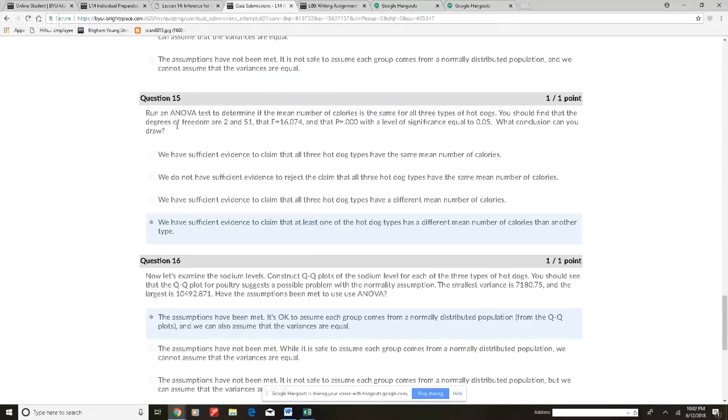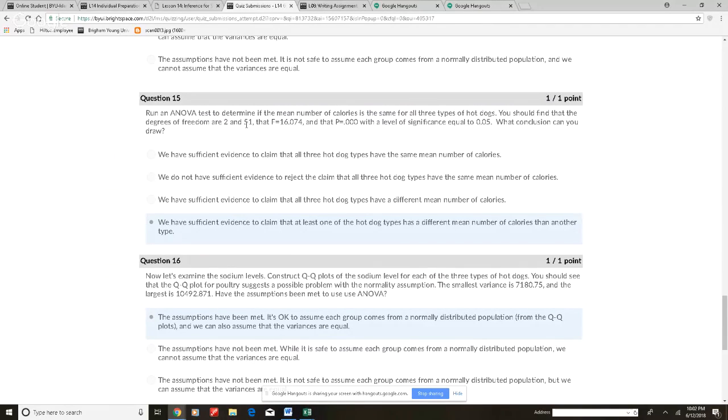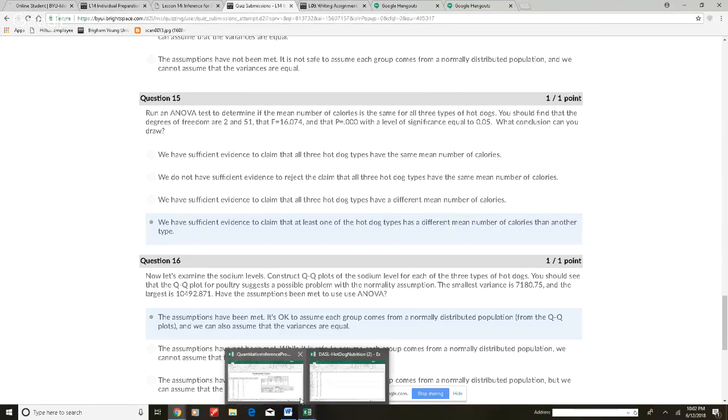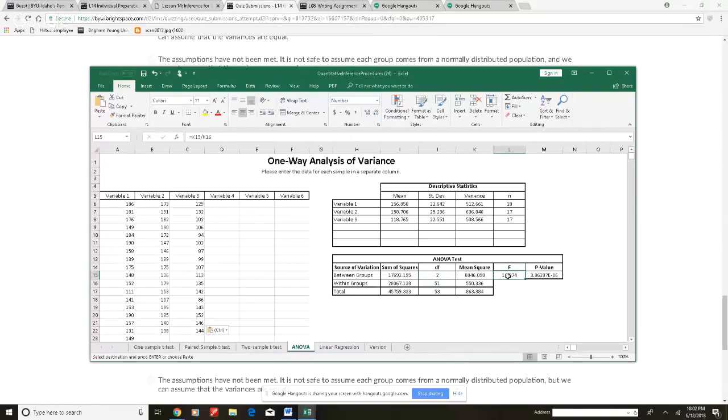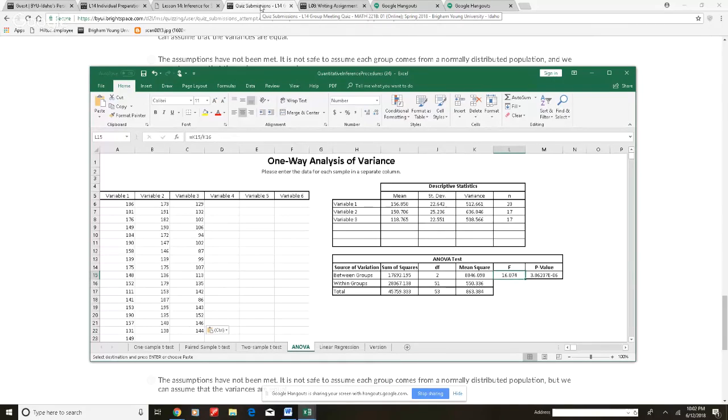So after you run this test, it shows the degrees of freedom, and the F test is 16.074. So that's right here. And the p-value is 0.0000006. That's what it says. Yeah, I can see that.